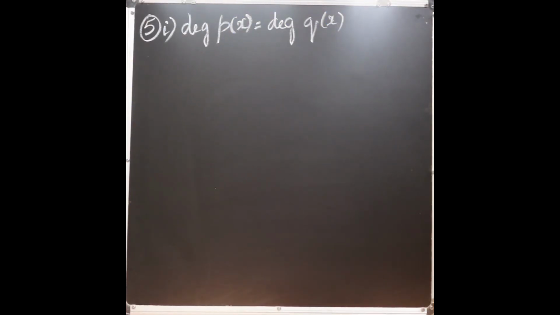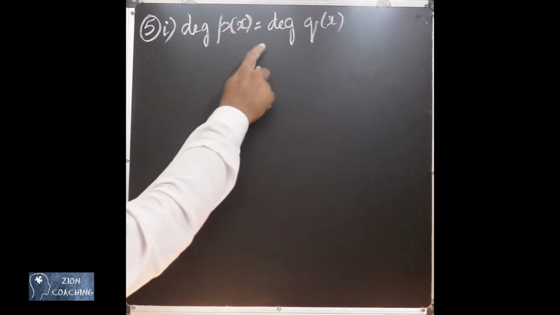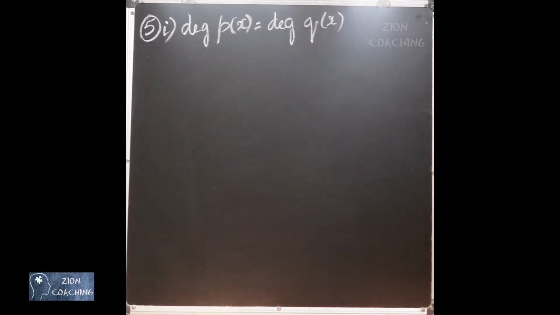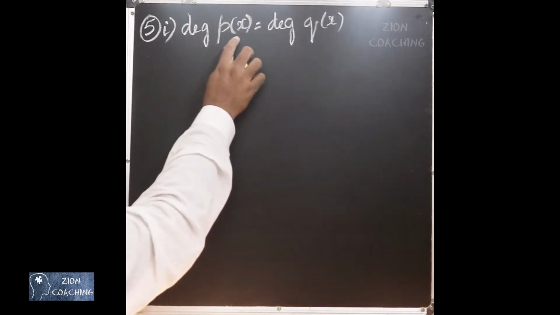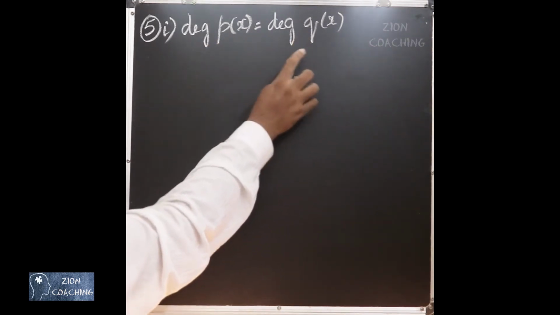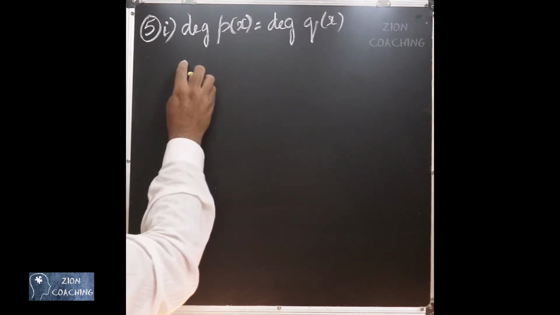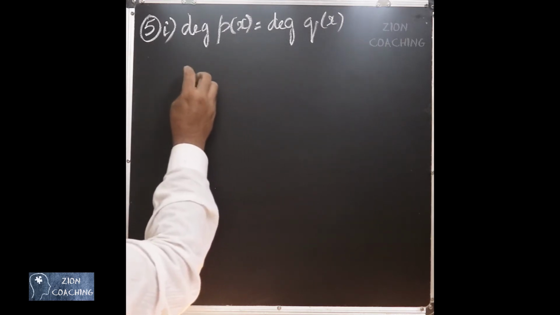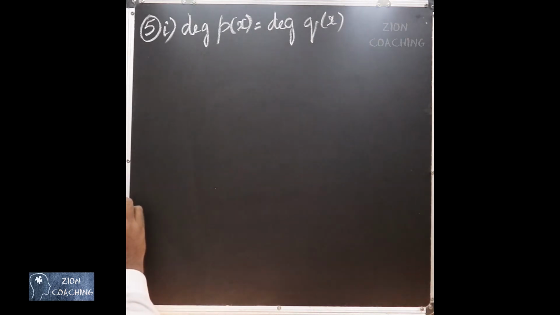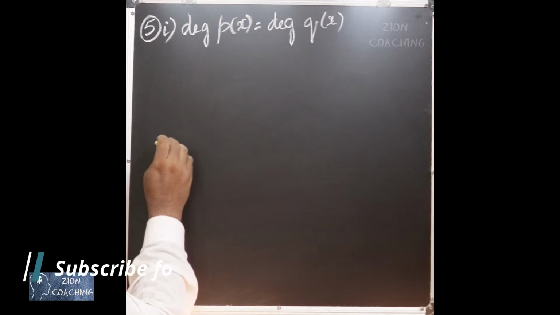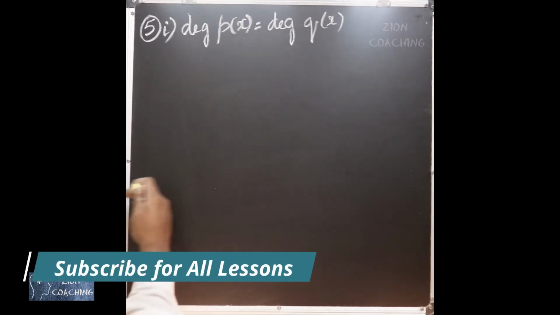Now, in this problem, they are asking us to find examples of polynomials satisfying the division algorithm. That is, the division algorithm should also be satisfied. At the same time, the degree of p of x should be equal to the degree of q of x. If the degree of p of x and the degree of q of x have to be equal, then it is possible only when you are dividing by a constant polynomial. If you divide by even a linear polynomial, the degree will get reduced.